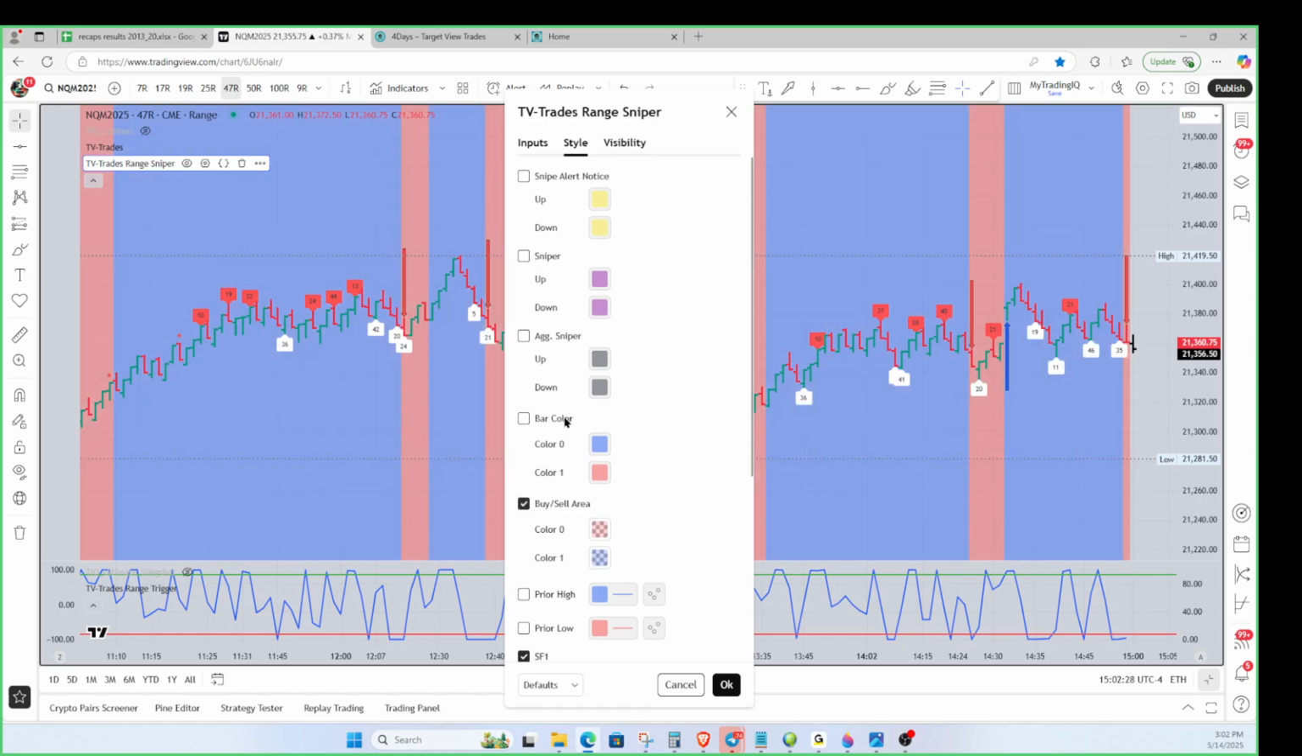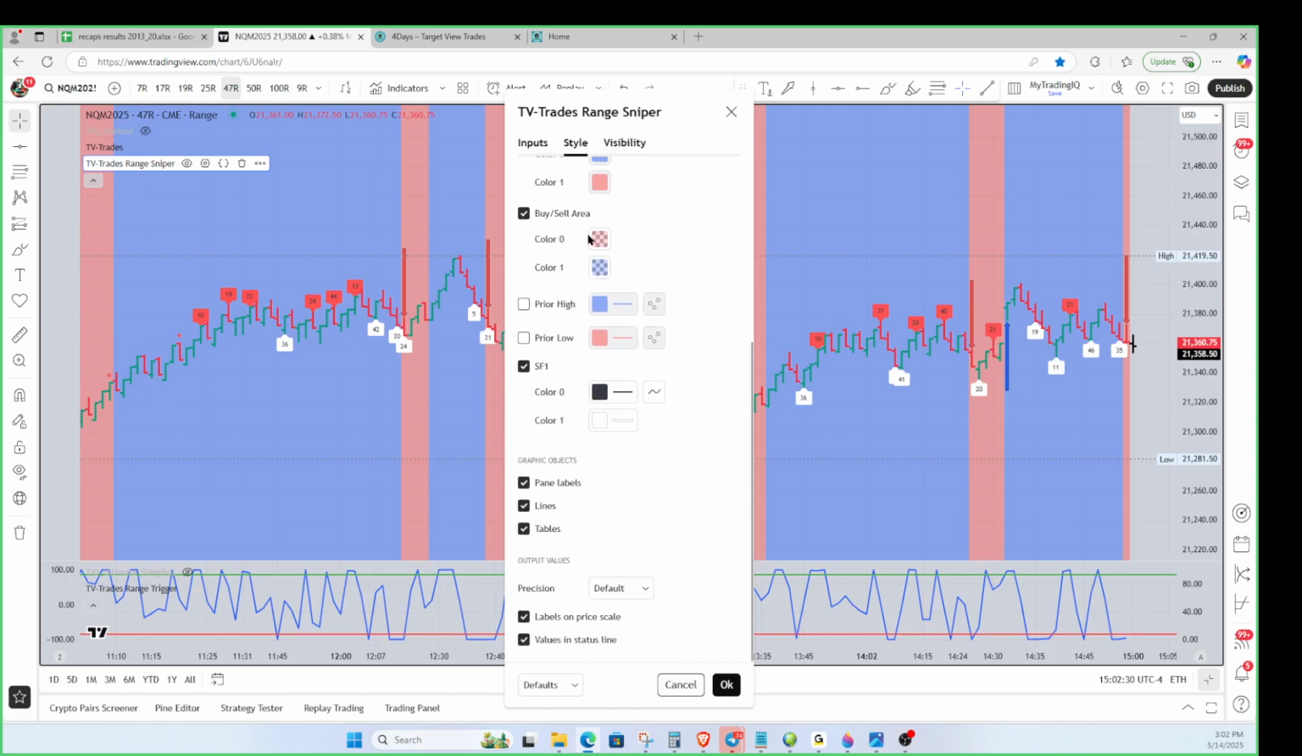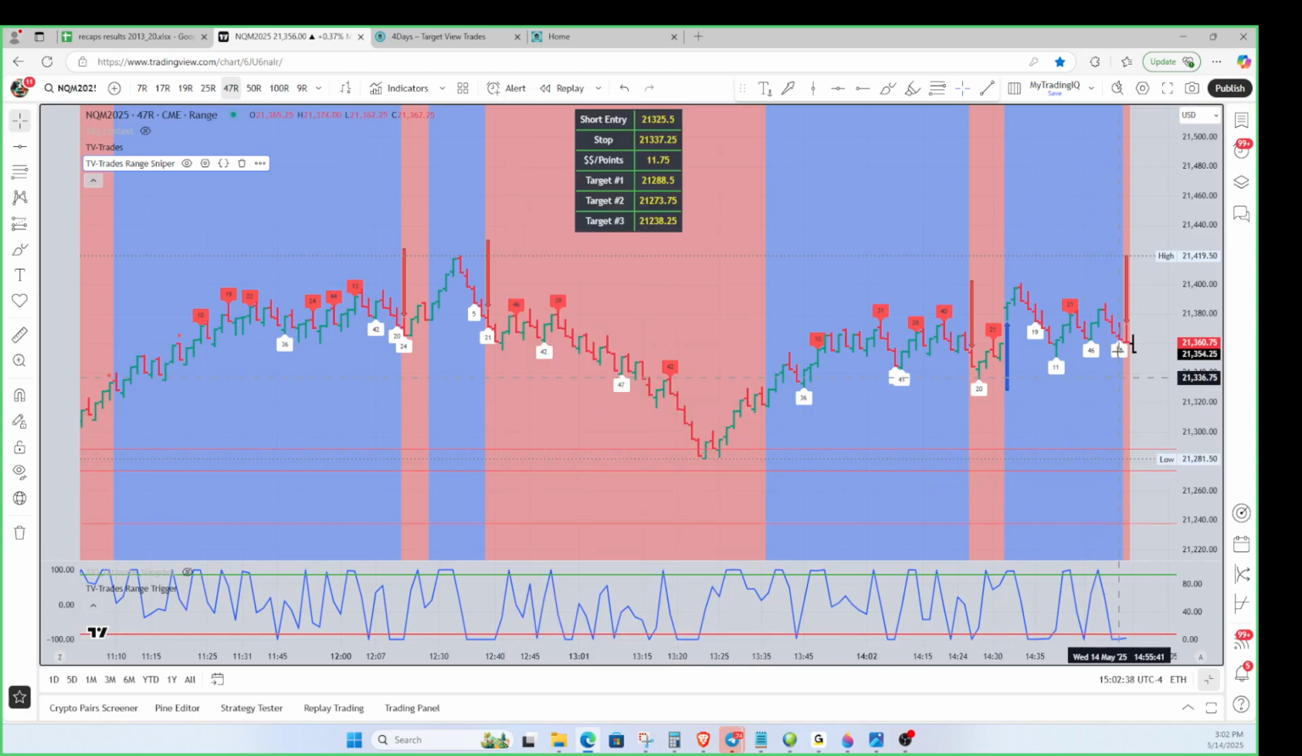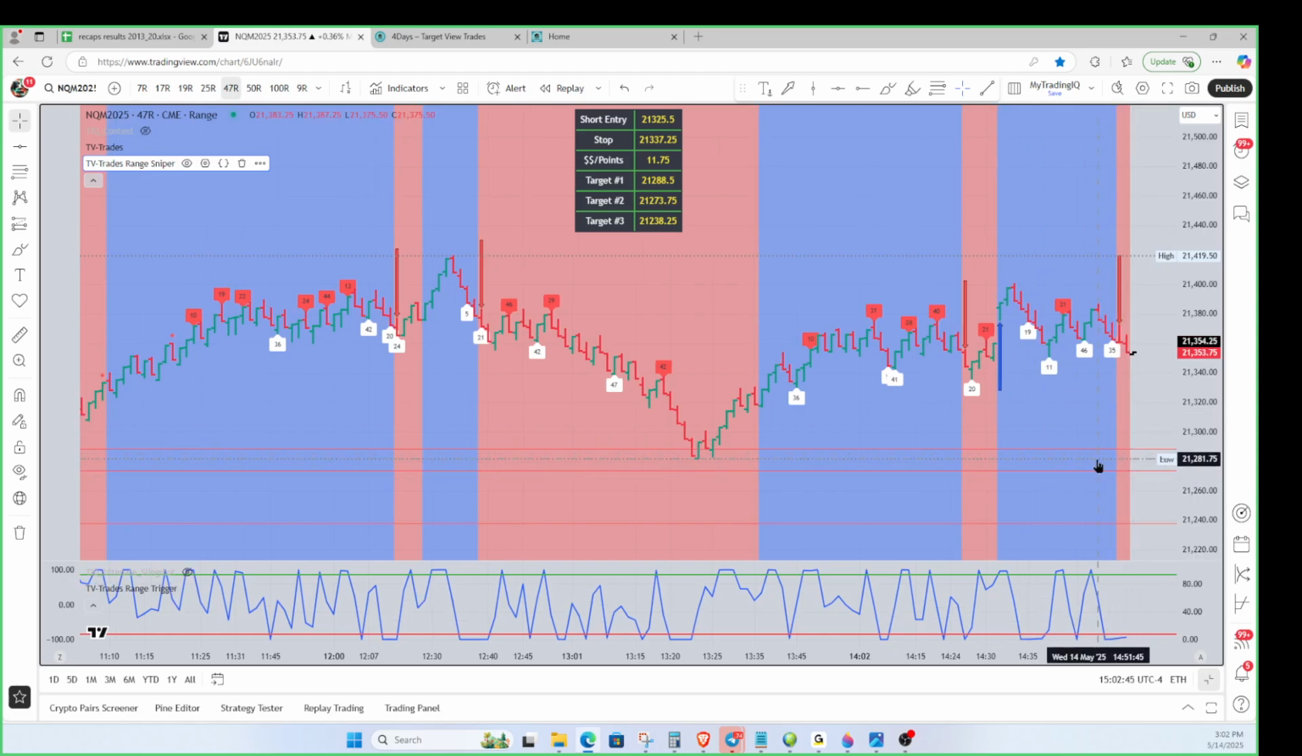The buy sell area is exactly the same, but you can turn on the target lines right here. If you turn on the target lines, then it gives you the targets like that. It looks left for you to find the targets and paints them right on the chart for you. If you want to do the larger time frame things, it does it for you.